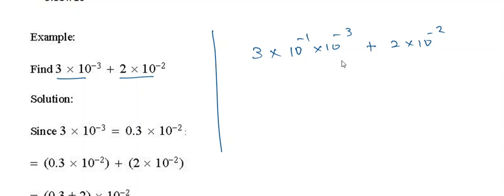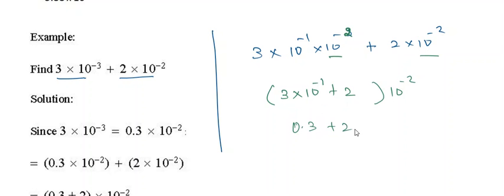So let us take the GCD. I'm sorry, this is 10 power minus 2. Okay, so 10 power minus 2 being common, we can take outside the bracket: 3 into 10 power minus 1 plus 2. So 3 into 10 power minus 2 is nothing but 0.3 plus 2 into 10 power minus 2. Therefore 2.3 into 10 power minus 2.